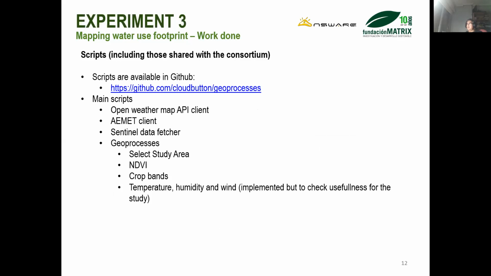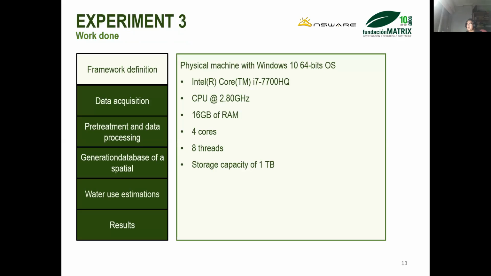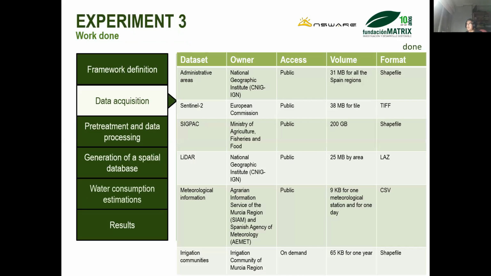The scripts are available in this GitHub that is just in front of you, and all of this has been developed from scratch, specifically for the Cloud Button project. So the infrastructure we've been using as framework is an Intel Core machine for the acquisition of the data. We use as dataset the Sentinel-2 data, CPAR, methodological information, and information also from communities dedicated to irrigation.